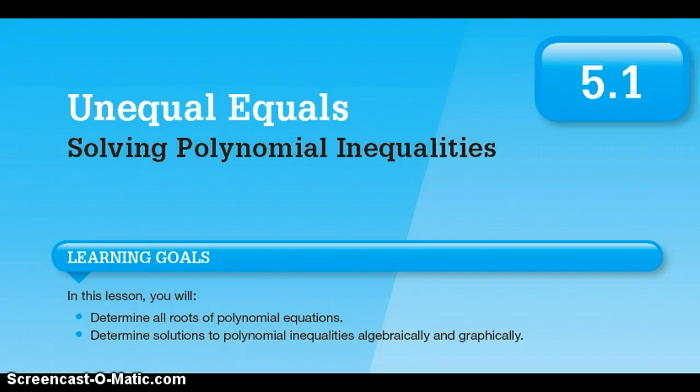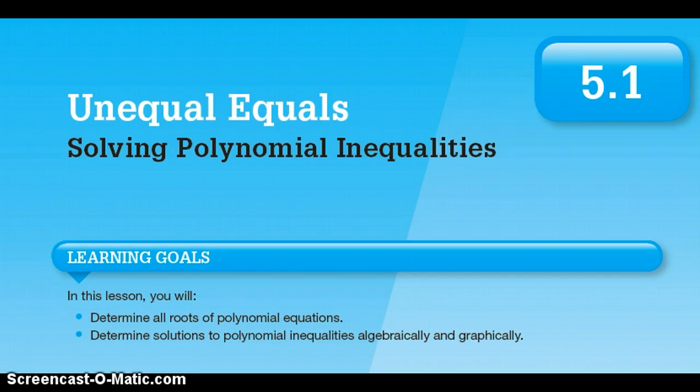Hi, this is just a brief tutorial on solving polynomial inequalities. In this lesson, we're going to look at some roots of the polynomial equation, specifically real roots, and then we're going to determine solutions to polynomial inequalities, and we're going to write the answers in inequality rather than interval form.